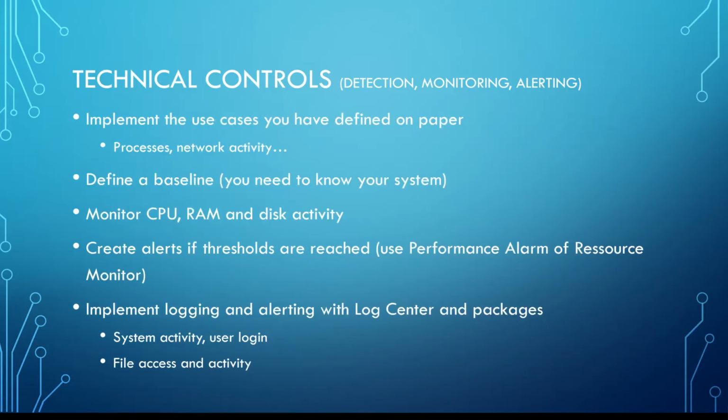So now you have to implement the use cases that you have defined on paper before, where you're going to check for the process, the network activity, the CPU activity, etc. But you have to define a baseline first. If you don't know your system, you cannot know what to check. So you have to monitor the CPU, the RAM, and disk activity. You can create some alerts if the thresholds that you're going to put are reached.